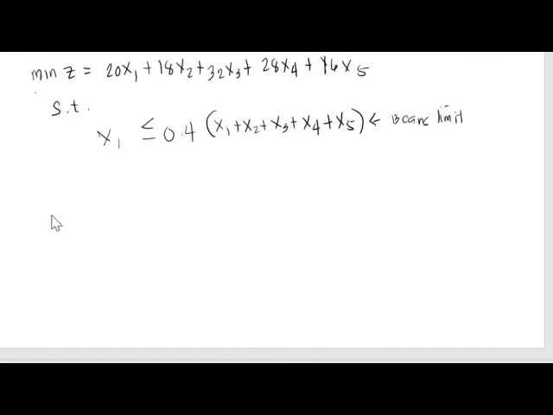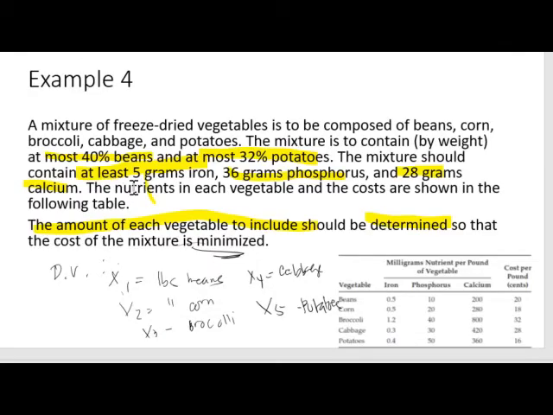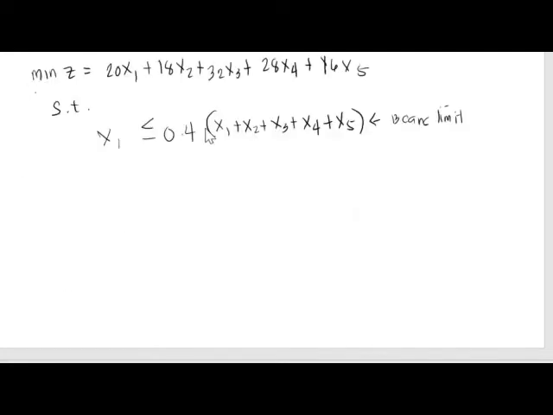Tapos, may isa pa. At most 32% ng potatoes. Ang potato ko ay x5. So x5 is less than or equal to 0.32 times x1 plus x2 plus x3 plus x4 plus x5. Double check natin kung ano pang constraints.